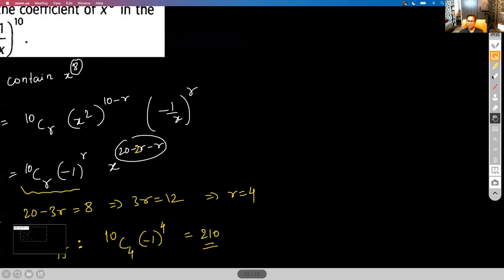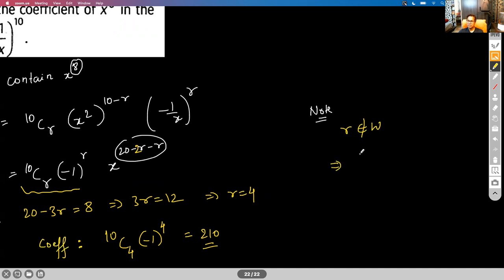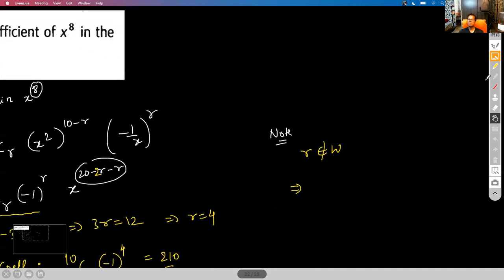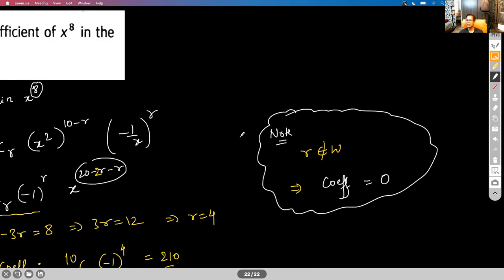Now, one important thing to note over here: if your r doesn't come out to be a whole number, it actually means that the particular power of x that you are looking for does not appear in the expansion. Here we were lucky to get a whole number, but let's say you got 4.5, or let's say you got minus 2. It just indicates that that particular power of x is not there in that expansion. For such a case, you will write the coefficient to be 0. So please note this down. You will not say the coefficient does not exist. You will say the coefficient is 0.